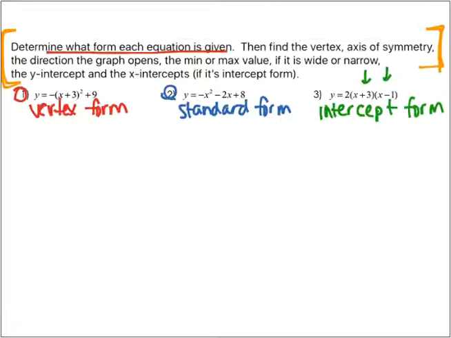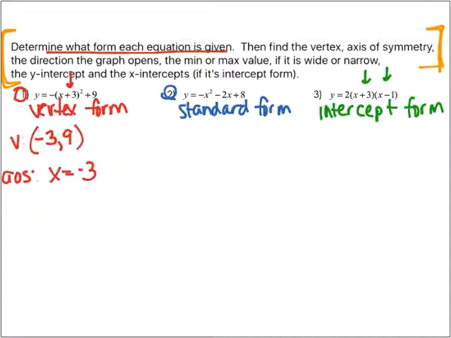Obviously, it's going to be super easy to find the vertex, so the vertex for this graph, remember the h is always the opposite of what it looks like here. -3, because it looks like positive 3, 9. So my vertex is at -3, 9. Another really easy thing to find is the axis of symmetry. It's a line, and it's an x equals line. It's always going to match up with your x value. X equals -3.